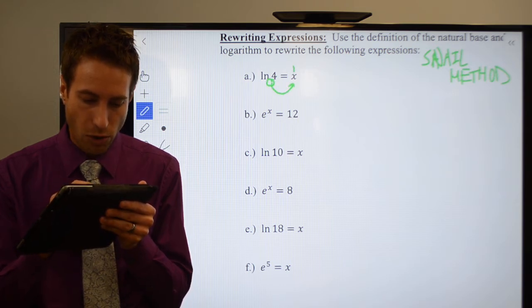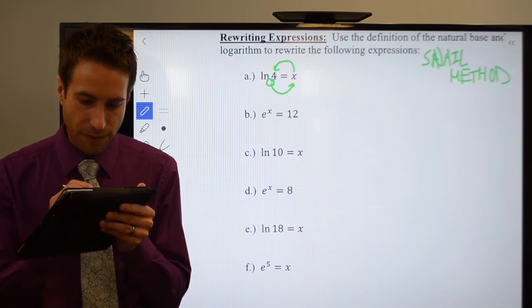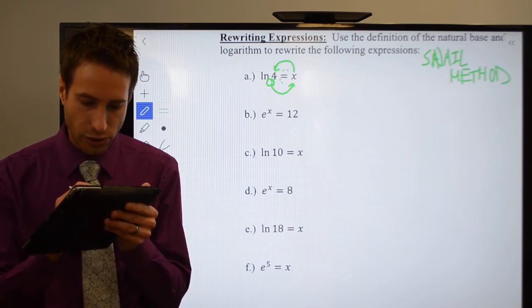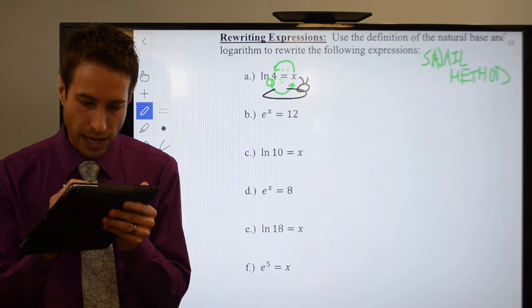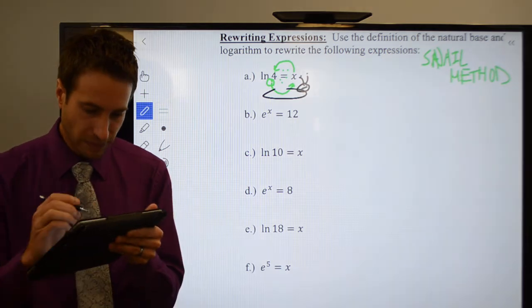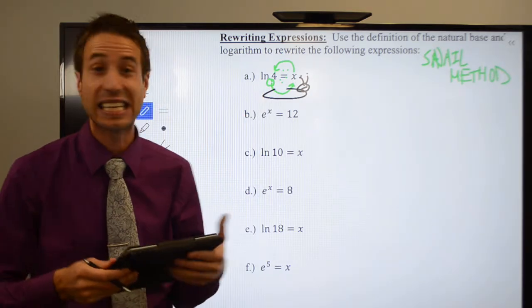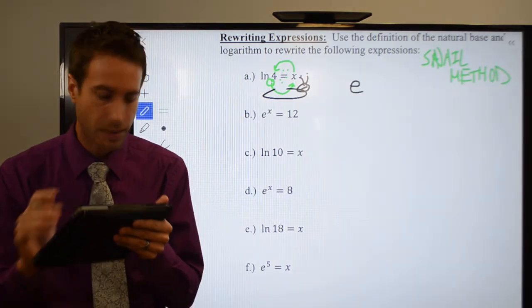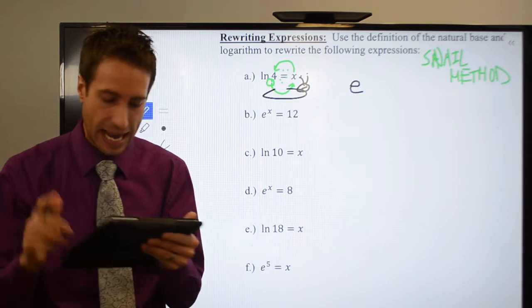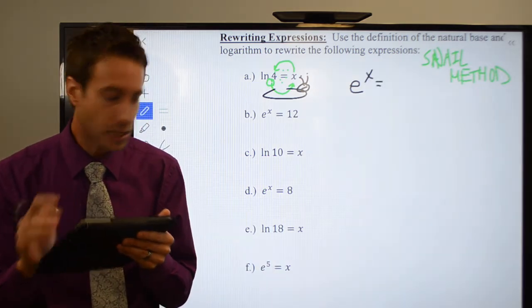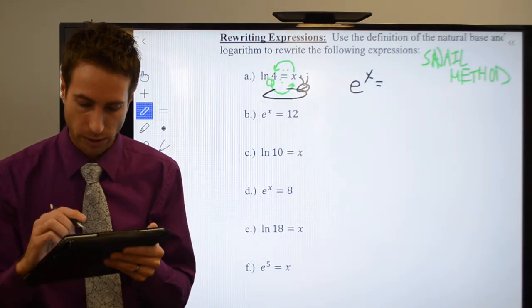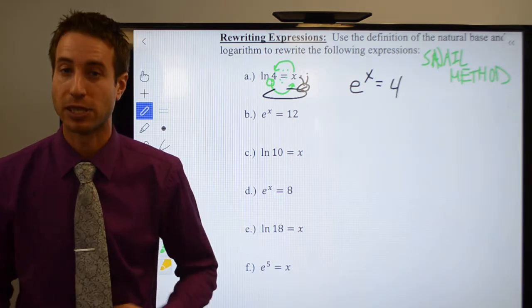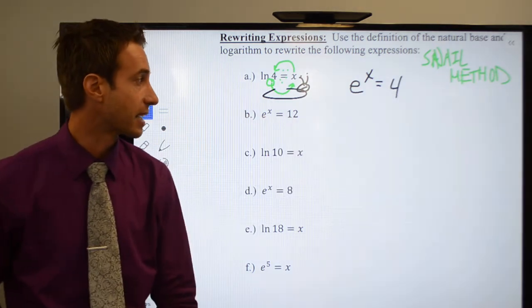We work our way around the equal sign. If you wanted to, you can finish off your little snail shell. Draw yourself a cute little snail. We like to call him Gary. Anyway, it would be base e because ln is a base e logarithm. So e to the x power is equal to 4.